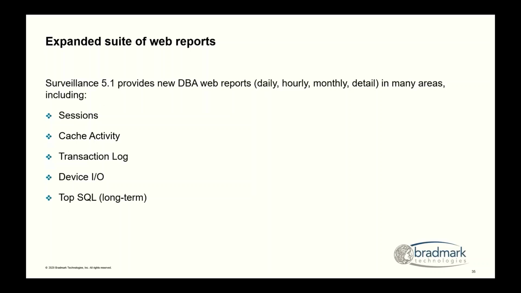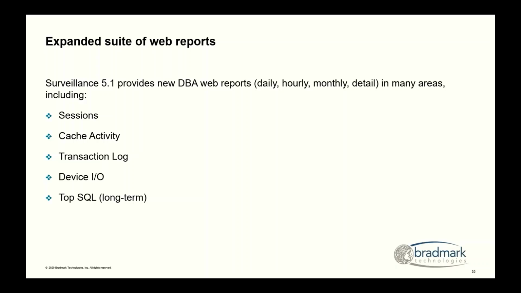Of course, in the DBA team, we have a lot more reports as well. Keep in mind, typically on the DBA side, we have two, three, or four reports under each category, because we have a daily, an hourly, we may have a monthly, we may have a detail. So there are actually several different reports under each of these categories, but we've expanded the number of categories to include things like sessions. We have cache activity reports, transaction log reports, where that's important. We have device I/O reports as well. So this helps round out the type of reports that we have in terms of the objects in the database. And then we also have the top SQL reports that you saw in the recent history.